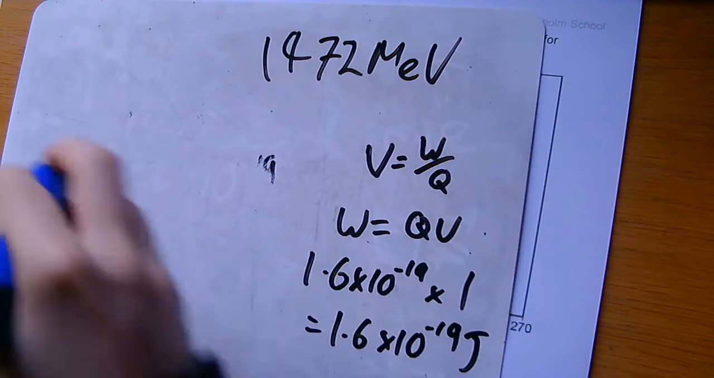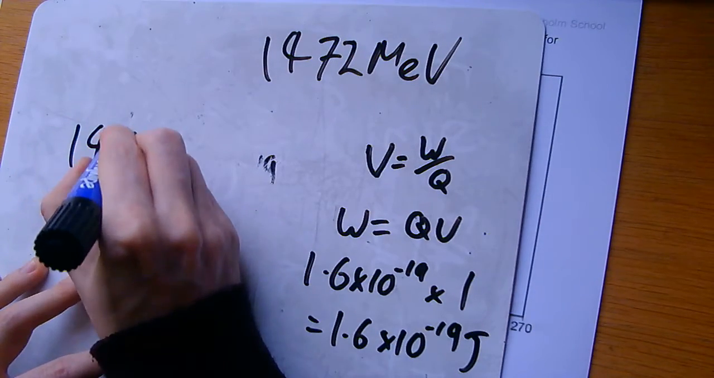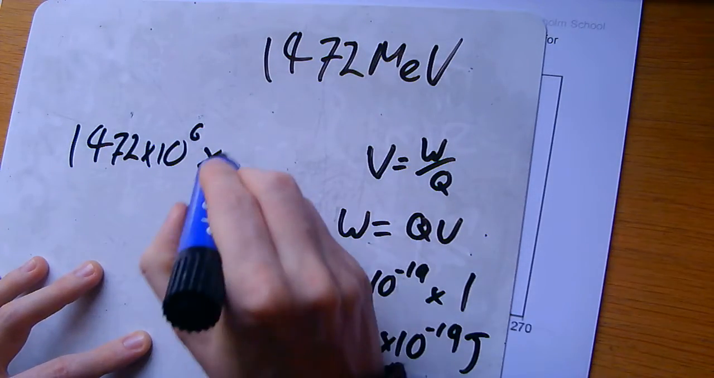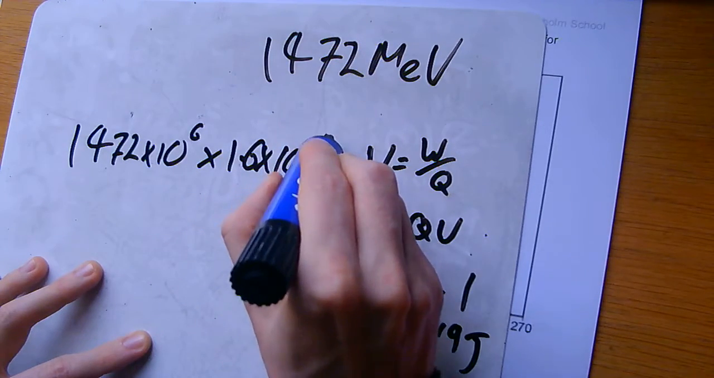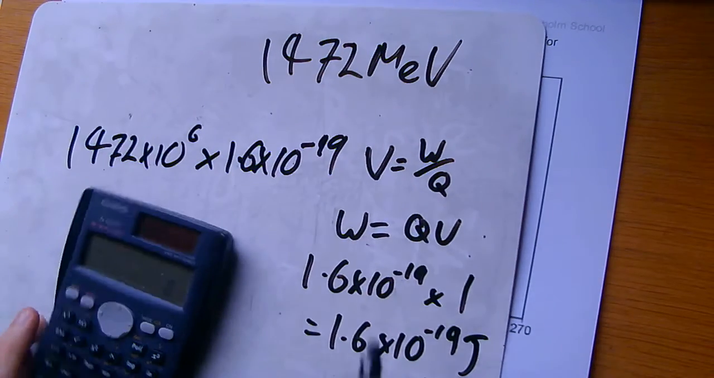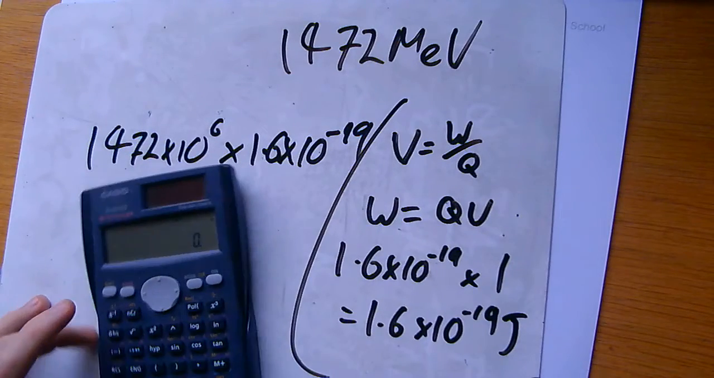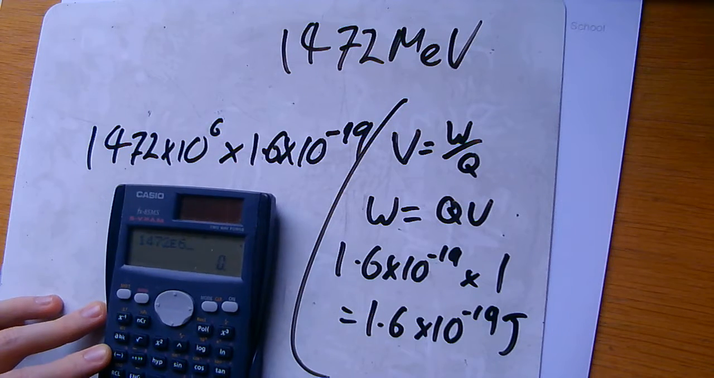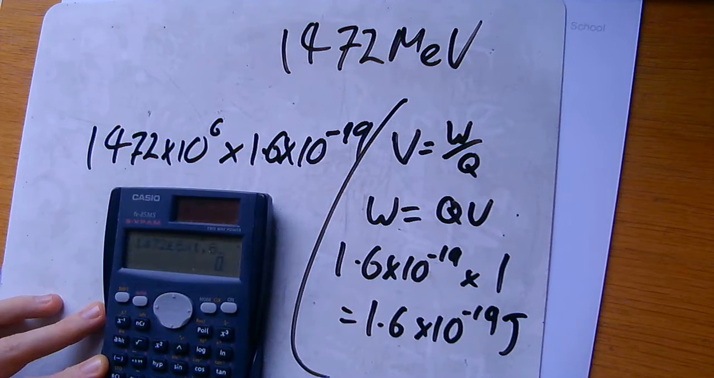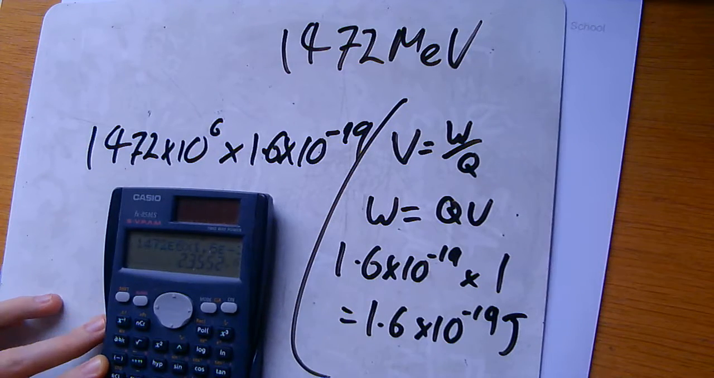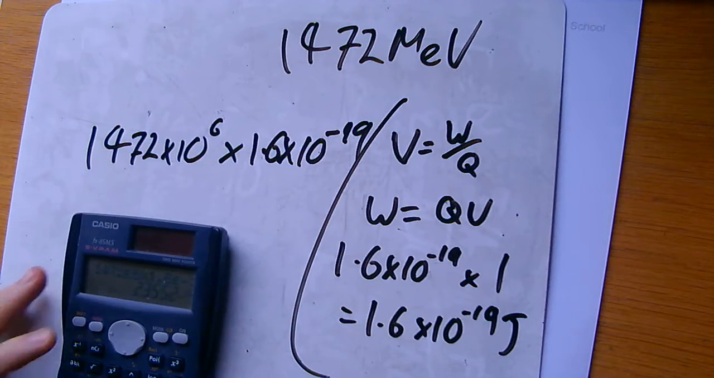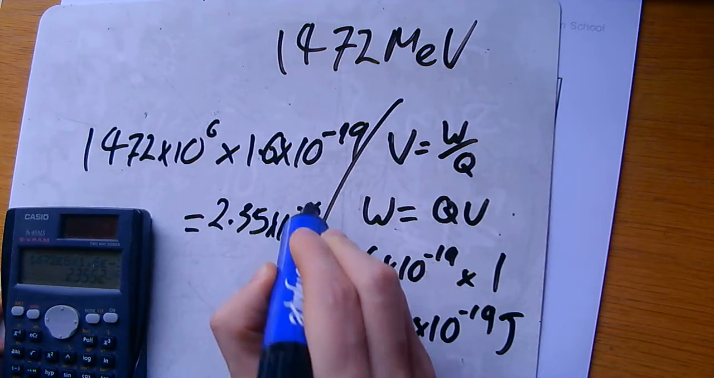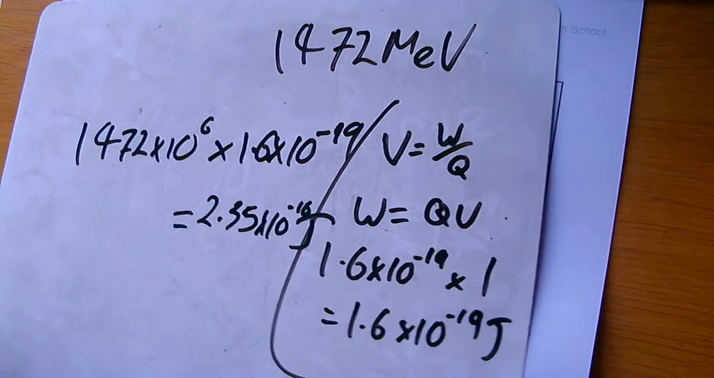So let's see. So that's 1,472. It's mega, so that's times 10 to the 6, times a factor of 1.6 times 10 to the minus 19. So 1,472 times 10 to the 6, I'm going to multiply that by 1.6 times 10 to the minus 19, there we go, 2.35 times 10 to the minus 10 equals 2.35 times 10 to the minus 10 joules. Okay.